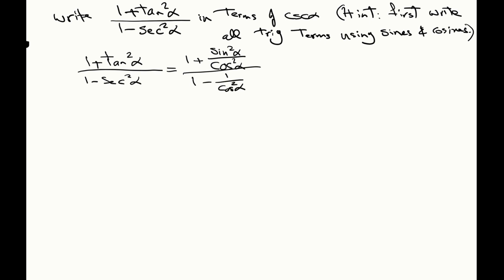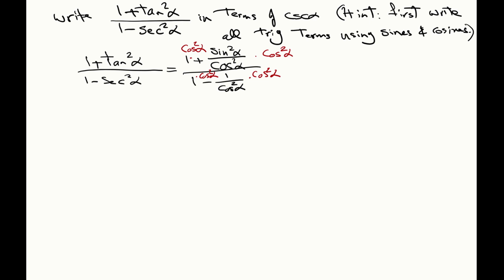Now we notice that we have a complex fraction, and the numerator of the complex fraction and the denominator both have a LCD of cosine squared alpha, so we'll go ahead and multiply both the numerator and denominator of the complex fraction by cosine squared alpha. So as we do that, we're going to distribute, so we're going to get that multiplied by each term because of the distribution. So we're going to get this kind of a situation.